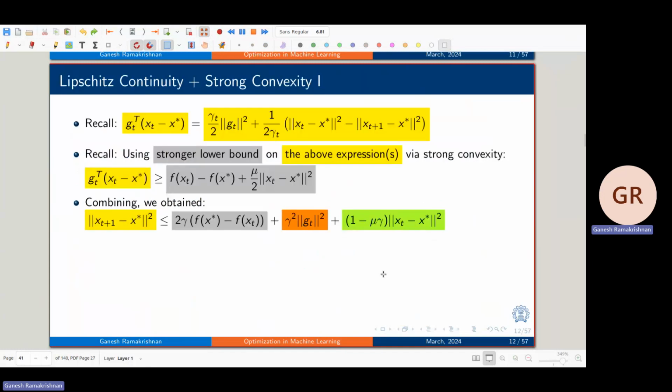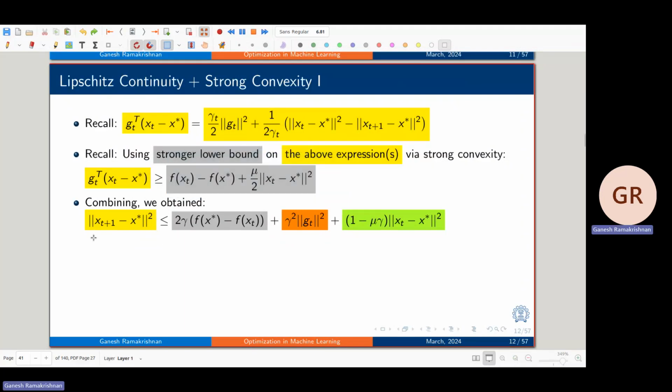Okay, so now again, this is the same kind of boring math. We'll not spend too much time. I don't want to write at all. But it starts with the same old linear algebra trick. You use a stronger lower bound on the above expression. So the stronger lower bound has come from strong convexity. Lower bound always means strong convexity. This picture, keep it in your mind. Right? So you got this stronger lower bound.